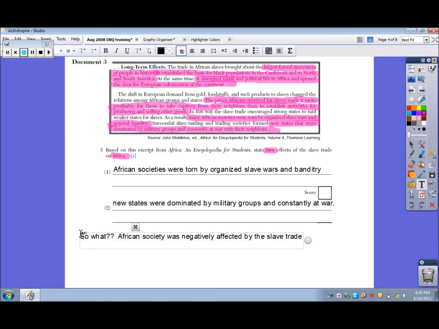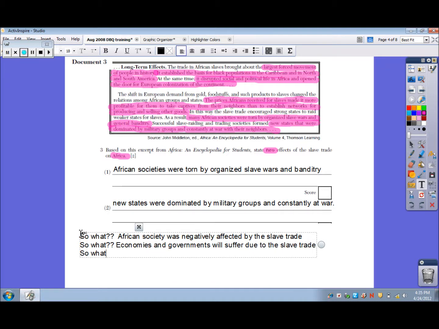Okay, there's a lot more information here you're going to have to kind of think of critically. Another so what you could write down: the economies of Africa will suffer. If you're taking away a huge percentage of your population, that's not going to be good at all. So you could say economies and governments will suffer due to the slave trade.